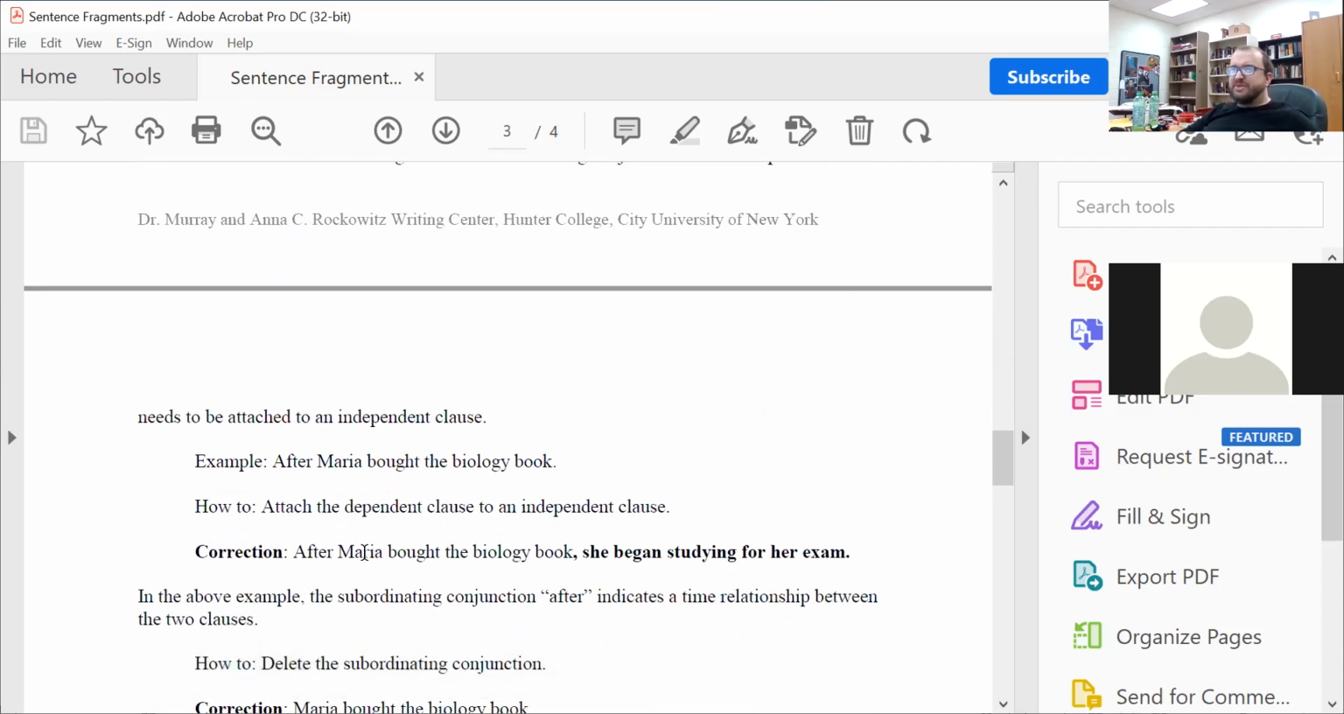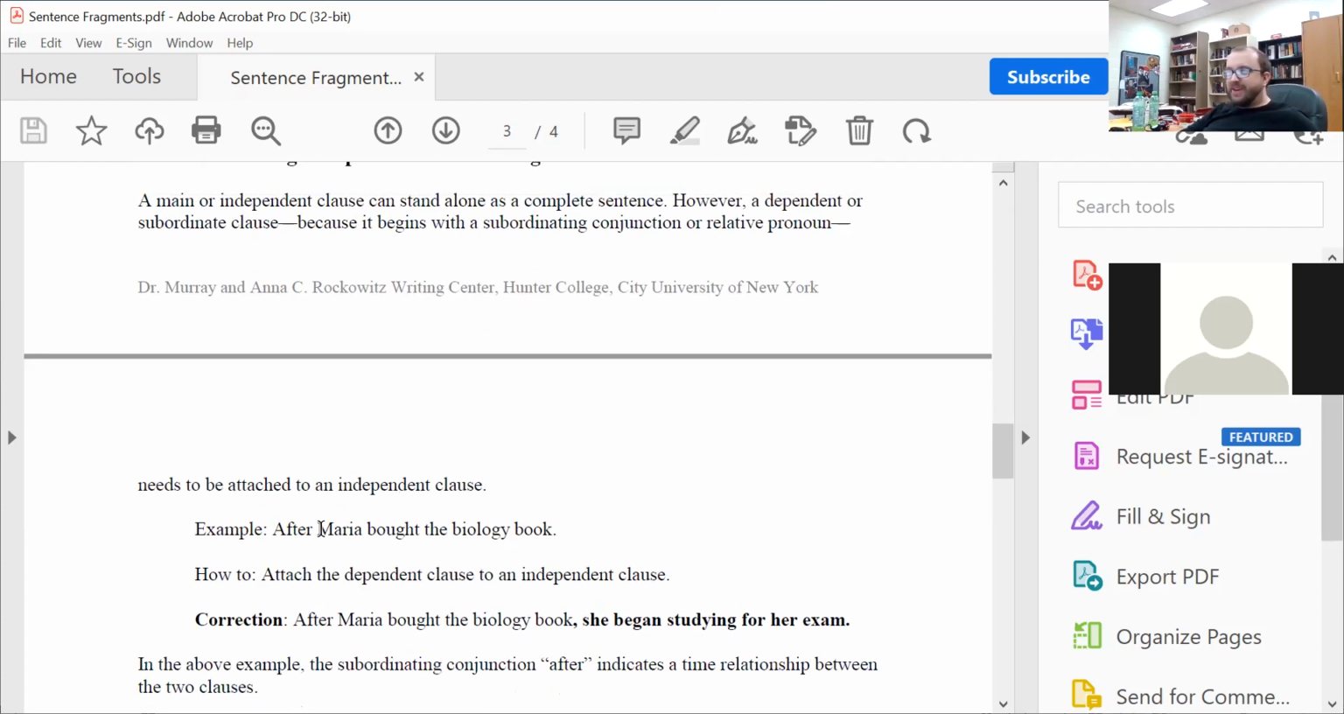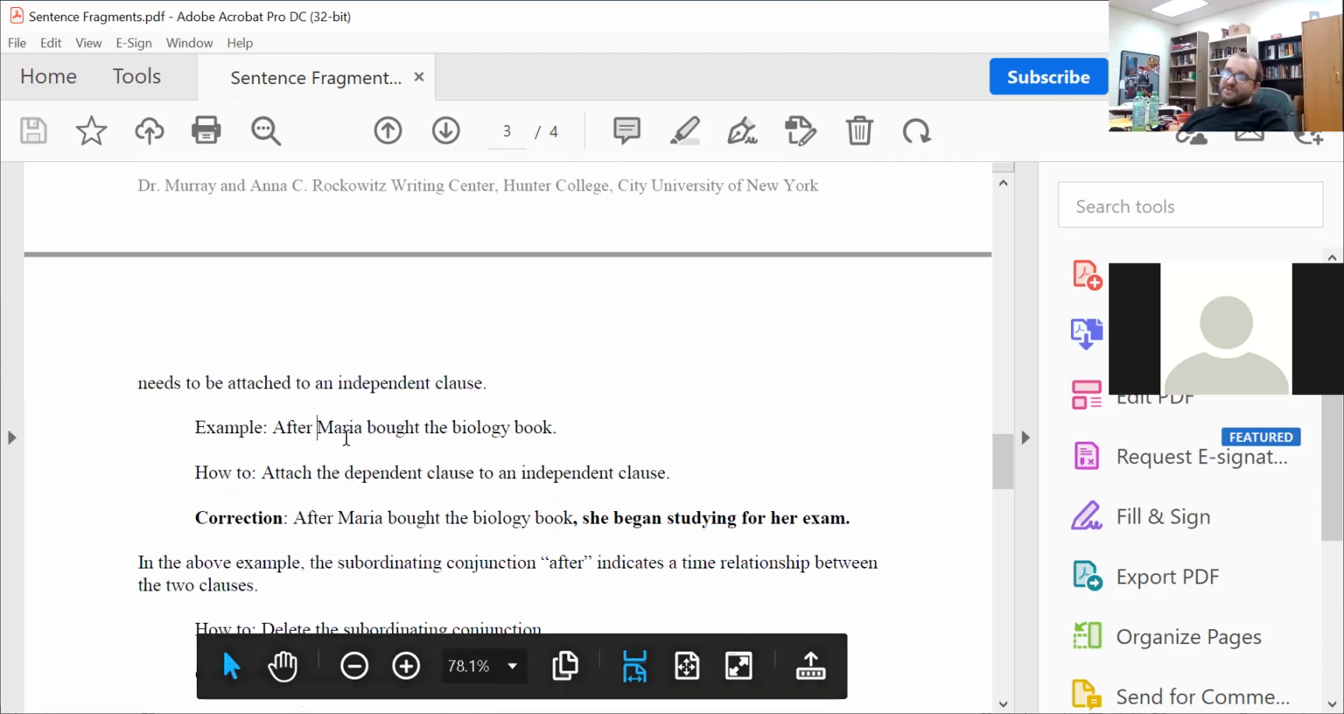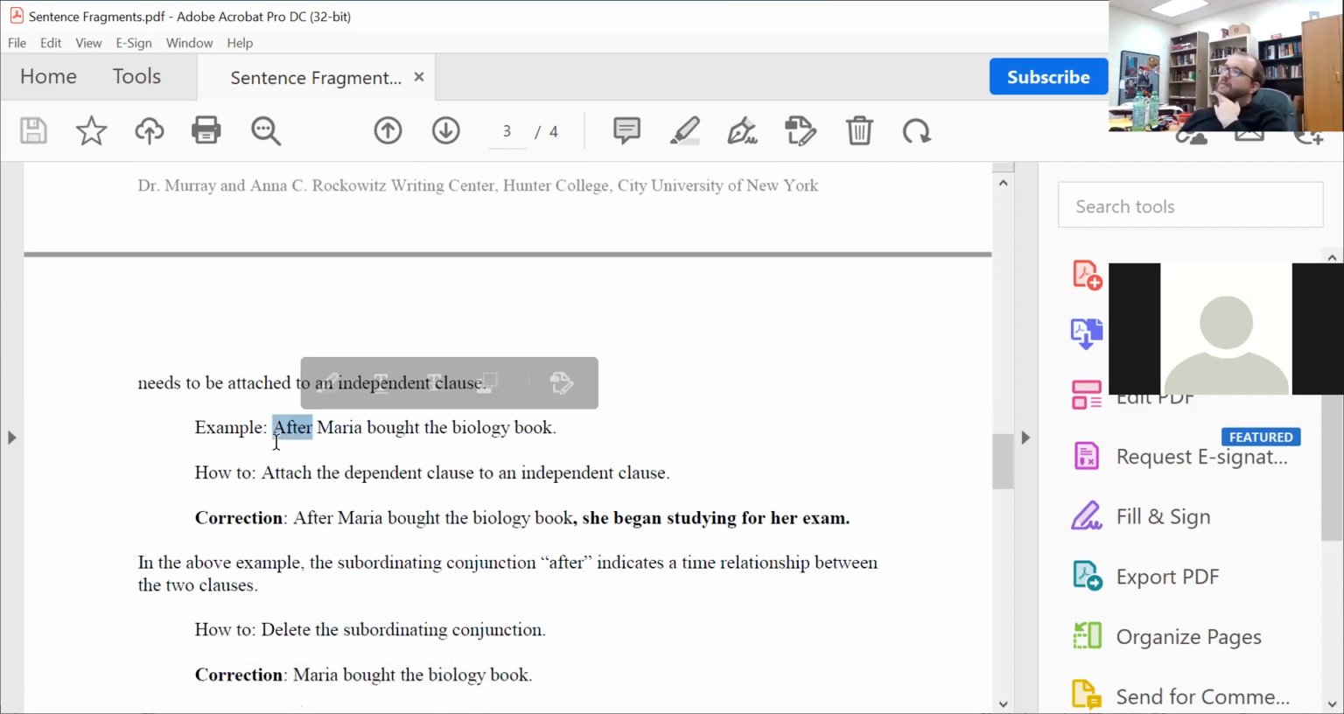I'm actually getting ready to talk about prepositional phrases with you all, but lots of times sentence fragments will happen with prepositional phrases too. So sometimes you might start a prepositional phrase but not finish it. So after Maria bought the biology book, well, you might kind of expect something to follow that, right? After Maria bought the biology book, comma, she passed the test. That's kind of like how a prepositional phrase works, right? It gives you extra information in a sentence.